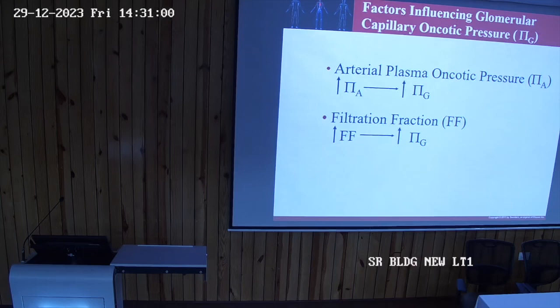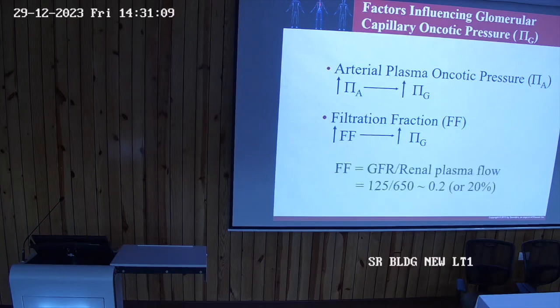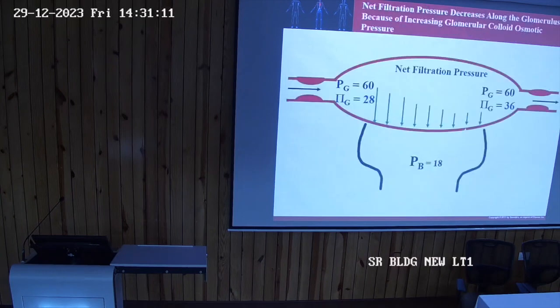Filtration fraction is GFR upon renal plasma flow. If there is an increase in the filtration fraction, it is going to increase the GFR. Approximately this is net filtration pressure. This is the hydrostatic pressure of the glomerular capillary, 60. This is 28 pressure. Glomerular is 60 and here what happened? It became 36. Why did this happen? Here the colloidal osmotic pressure of the glomerular capillaries is 28 and here it is 36.